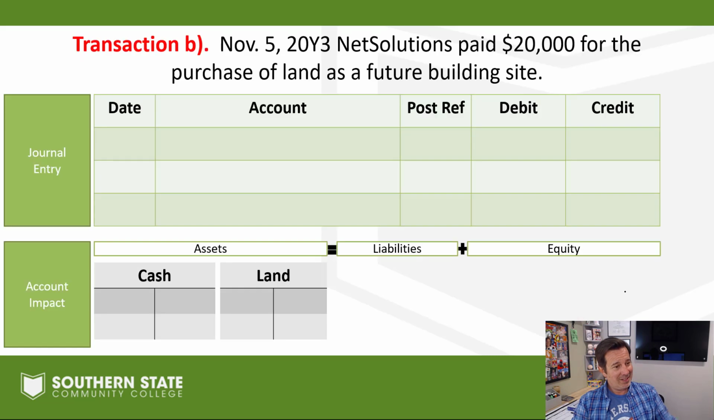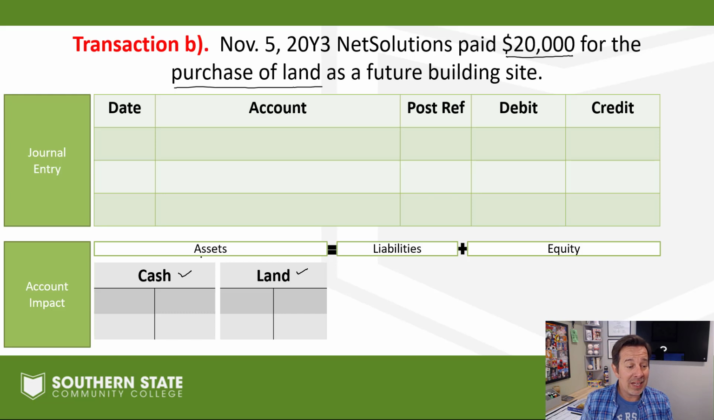All right. Transaction B. Net Solutions paid $20,000 for the purchase of land as a future building site. So down here in the accounting equation, you can see I got 2 accounts. I got a cash account. I've got a land account. Net Solutions paid $20,000 for the purchase of land. So they paid cash, accounts in play. They bought land, land accounts in play.